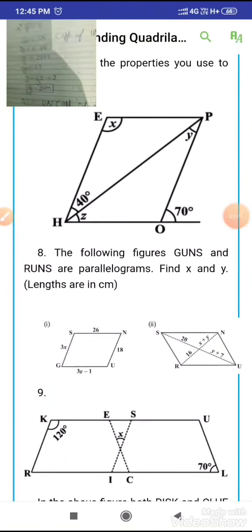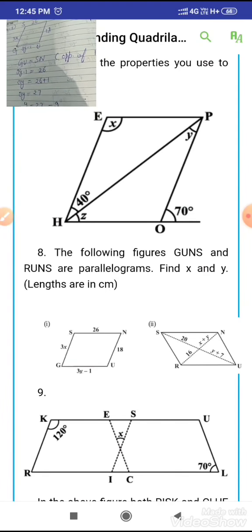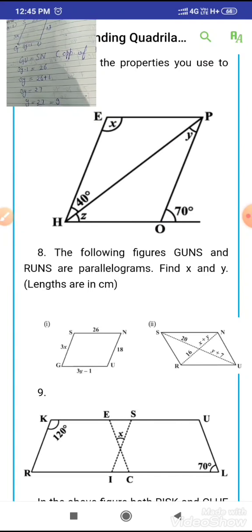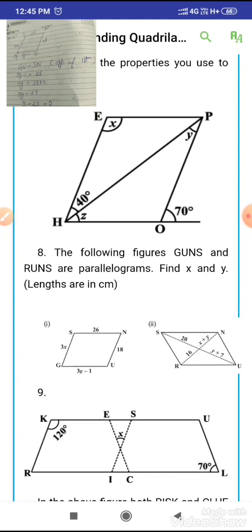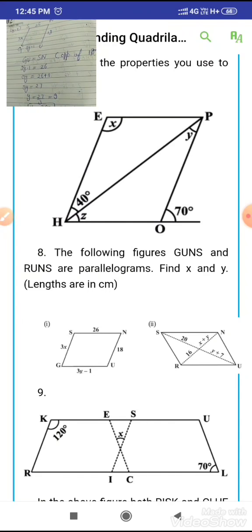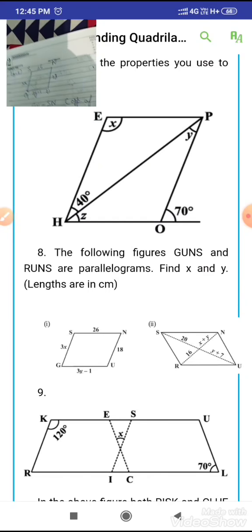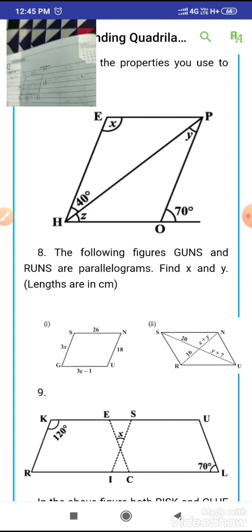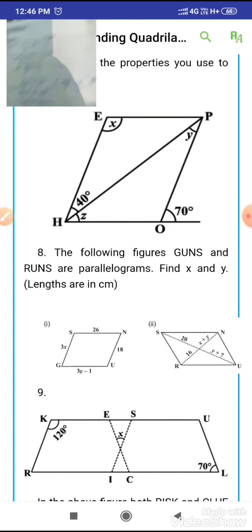Next question is question number 8, and in question number 8 two parallelograms GUNS and RUNS are given and we have to find the value of x and y here. First we find the value of x and y in parallelogram GUNS. GUNS is a parallelogram and the value of each side is indicated in the figure.